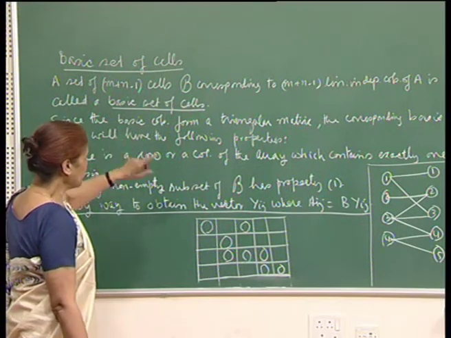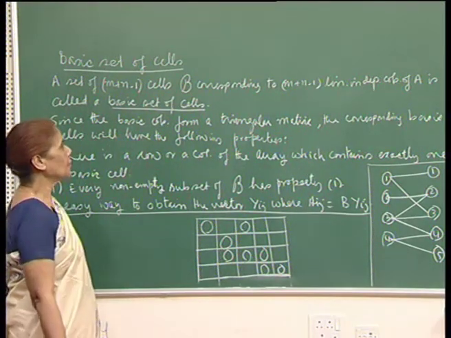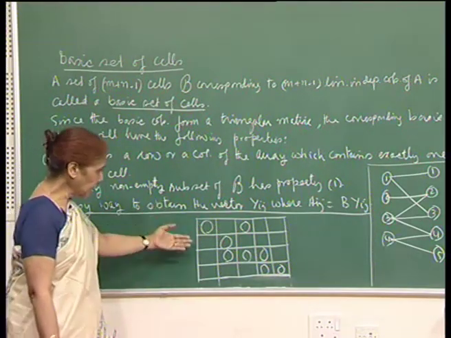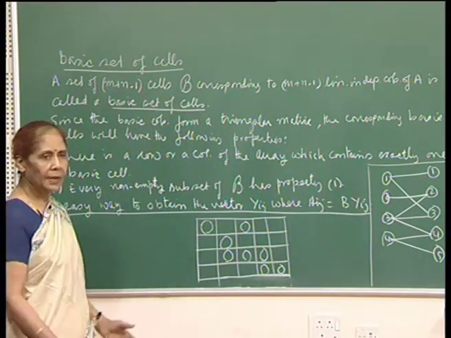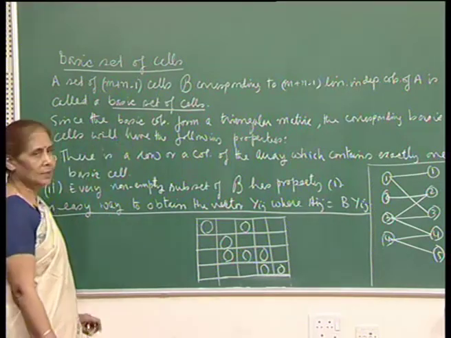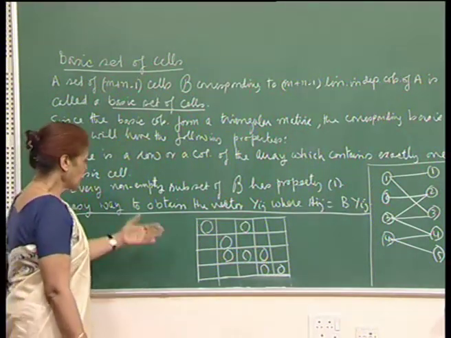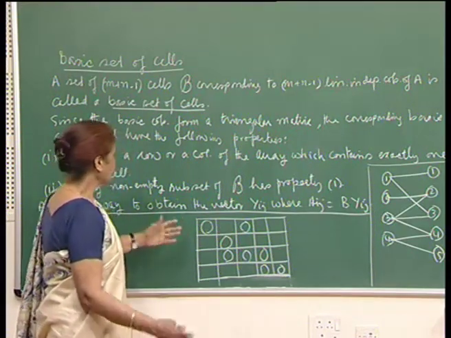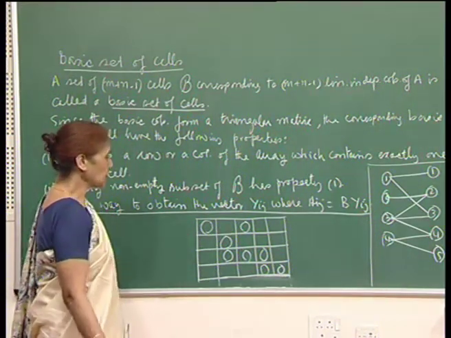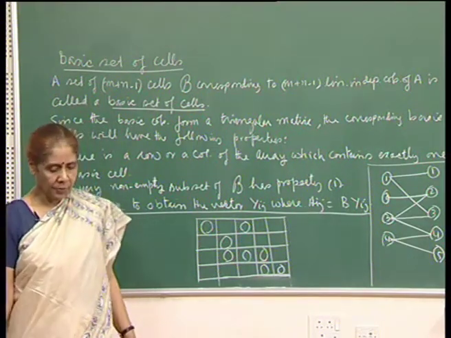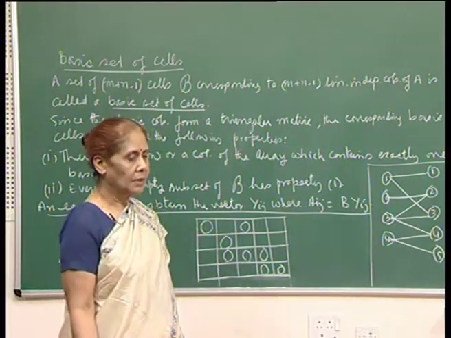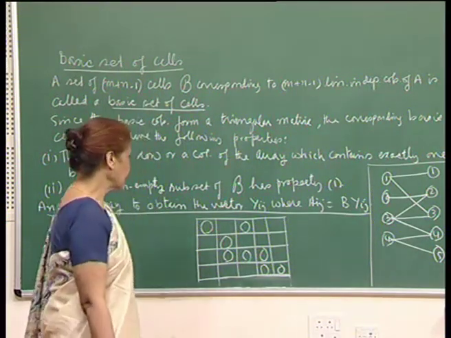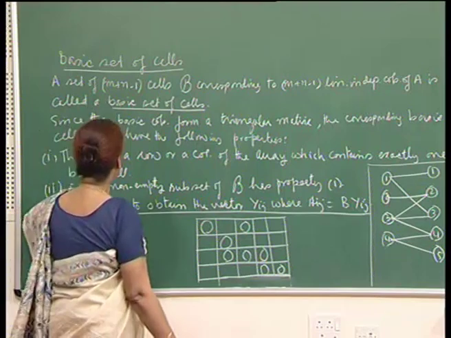So, you take the m plus n minus 1 linearly independent columns of A, and the corresponding cells that you take in the array will form a basic set of cells, we will call them. And of course, later on I will show you that it is not necessary that every set of basic cells will give you a feasible solution, just as in linear programming we saw that every basis will not necessarily give you a basic feasible solution, it will give you a basic solution. So, we will look at that later on.